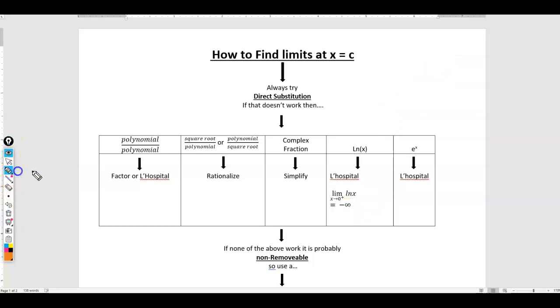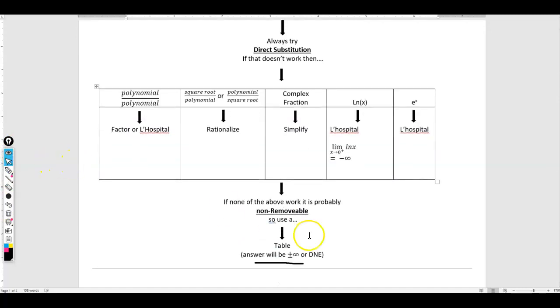Another thing is e to the x. If you have e to the x involved, it's probably another L'Hopital. Now, if none of these things apply or none of them work to actually give you an answer, then it's what we call a non-removable discontinuity. Okay? And when you have a non-removable discontinuity, all you can do at that point is use a table to see what it's approaching.